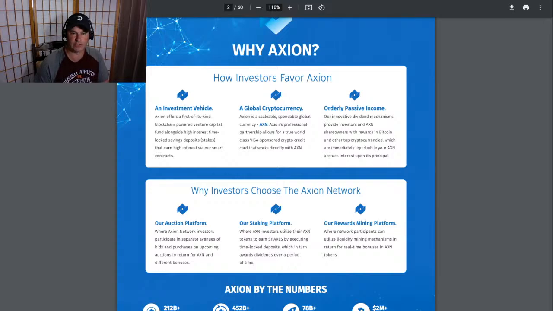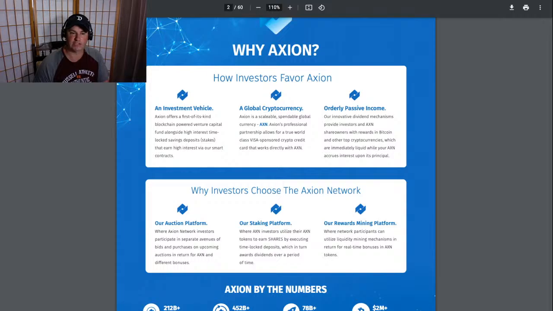These are immediately liquid, while our Axion accrues interest upon its principal. So there's a minimum of 8% inflation per year, so it's kind of your minimum return, like on a certificate of deposit. It's pretty neat. But really, Axion's spreading out into a mutual fund where it offers multiple different cryptos, including the headline one, Bitcoin. So that's pretty neat.